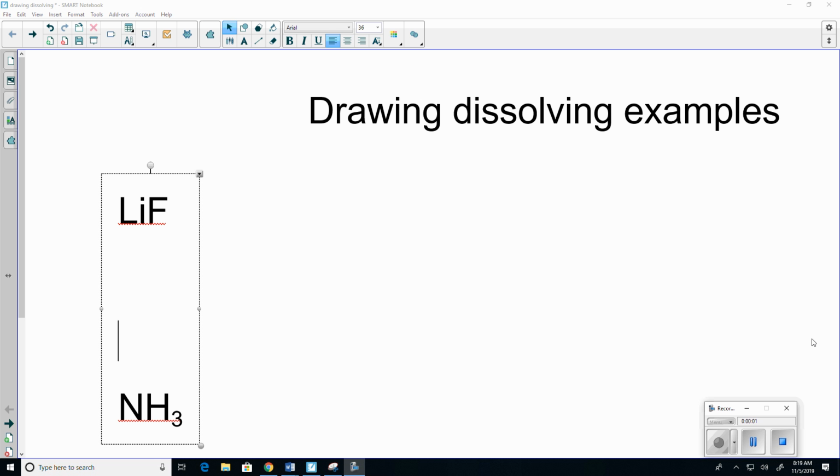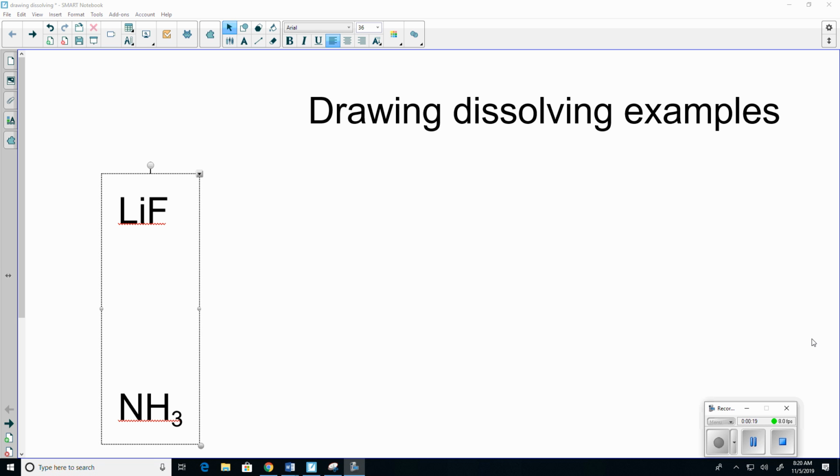Now the sheet that you picked up only has one example on it. So I'm going to skip the top paragraph and go right to the example where it says, follow the steps below to draw the dissolving of a solute in a solvent. Use the example of water dissolving lithium fluoride.